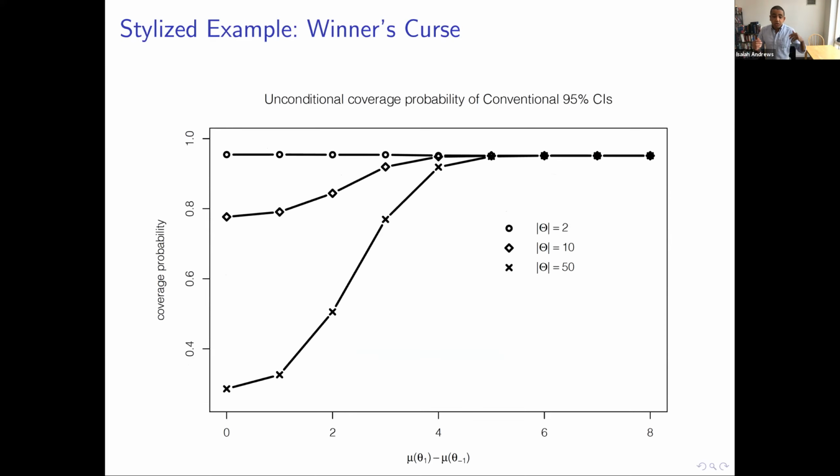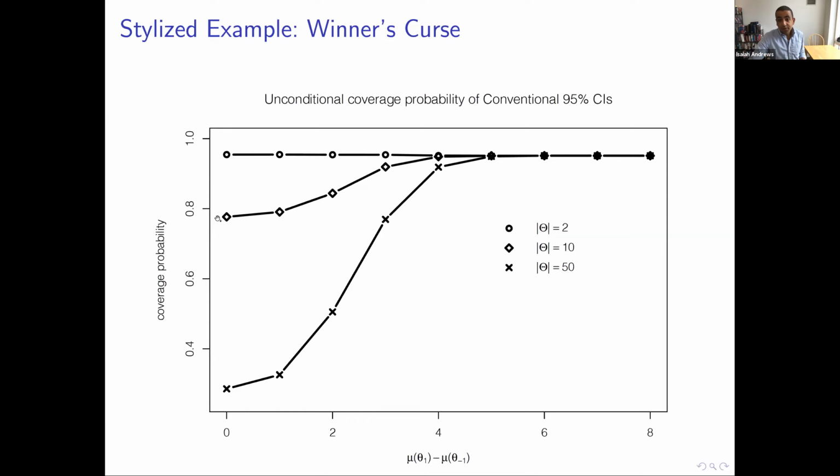Now, in addition to bias, we also care about coverage. So here I'm showing you the unconditional coverage probability of conventional 95% confidence intervals. It turns out in this case, if I have just 2 treatments, there's actually not an undercoverage problem. So the coverage of nominal 95% confidence intervals for the recommended treatment is in fact 95%.